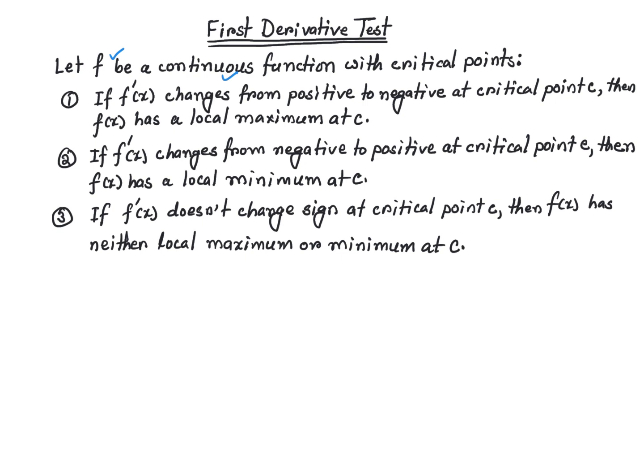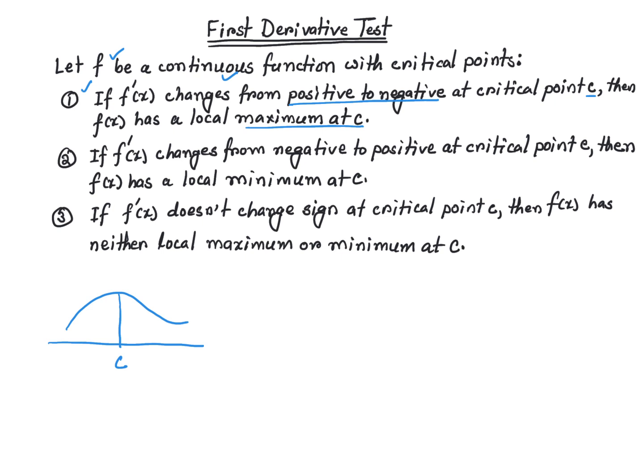So these are the three conclusions. Let's work with each of them one by one. First one: if f prime of x changes from positive to negative at a critical point C, then f has a local maximum at C. The best way to get a feel for it is by graphing a function. Let's say you have a function f that looks like this, and this is my critical point C, where the derivative is zero.